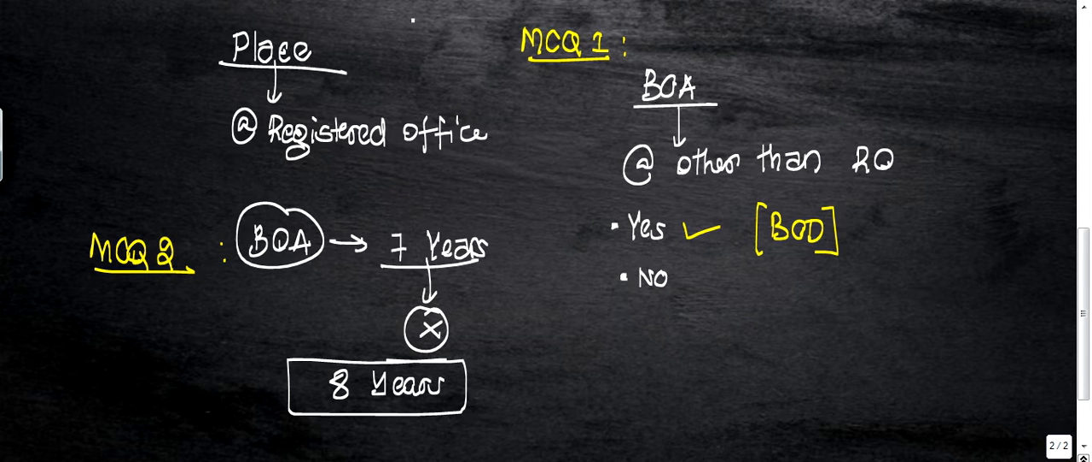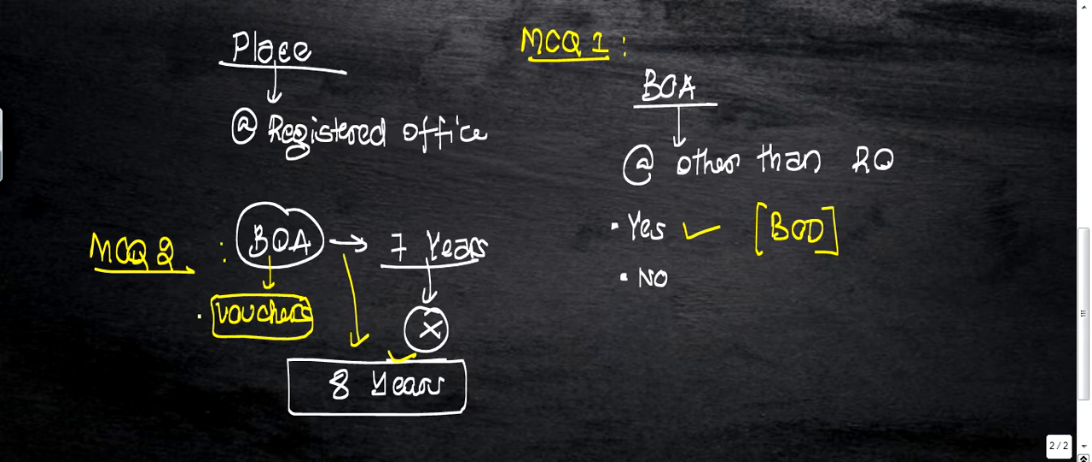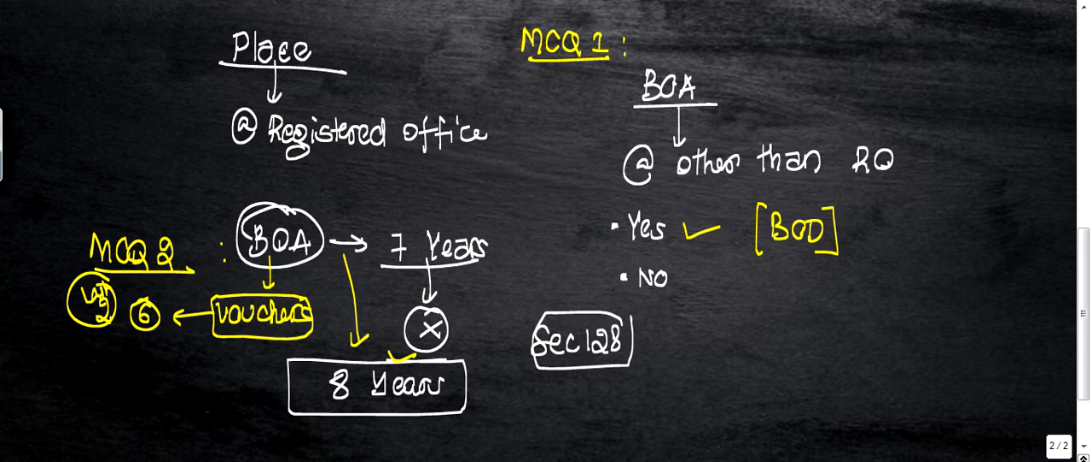Let's make it a final level difficulty. Books of accounts are maintained for 8 years, but vouchers are not kept for 8 years, they are there for only 6 years; the last 2 years are not there. Is this valid? Do they follow section 128? Not about the books of accounts, but vouchers. It is a failure of section 128 because vouchers also should be kept for 8 years. So this is a probable MCQ question.